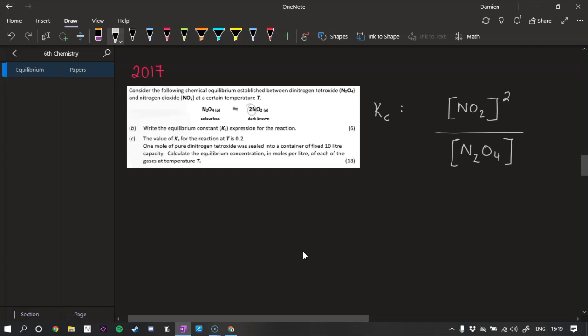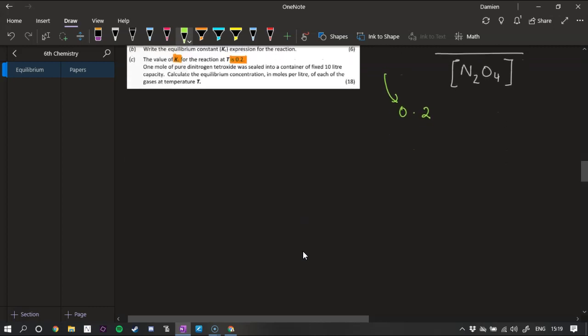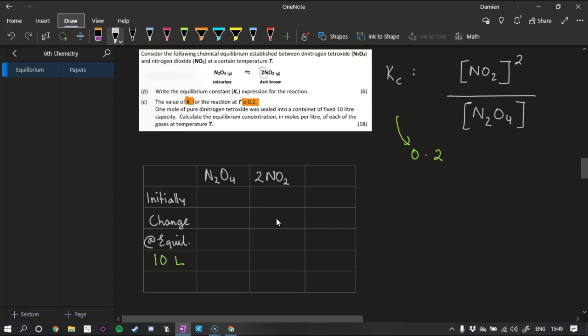Then part C says the value of Kc for the reaction at T is 0.2, and that's important. So we have got to say Kc is 0.2. So this number is going to be 0.2 when we go to do our calculations. I'll draw up the table and I'll be back in one moment. Okay, so let's have a look at the table now that we've got it drawn up. We've got N2O4 at the top and we have 2NO2 and our equilibrium arrows in the middle.